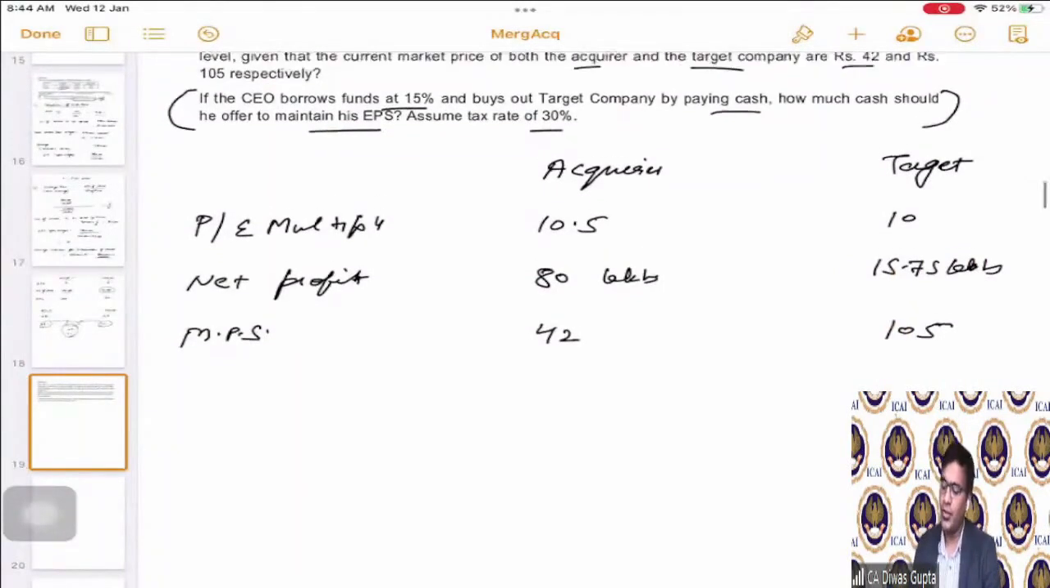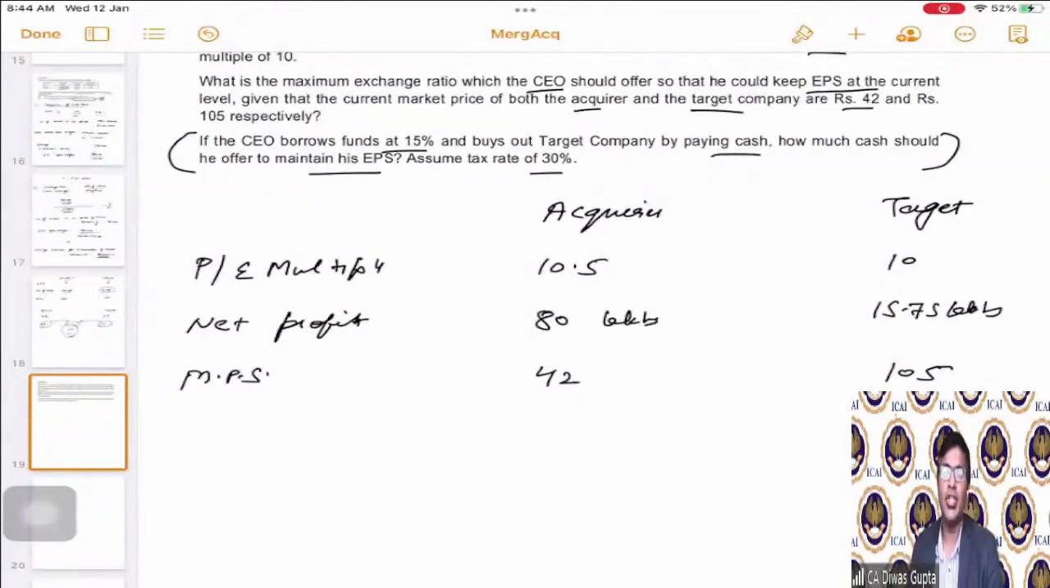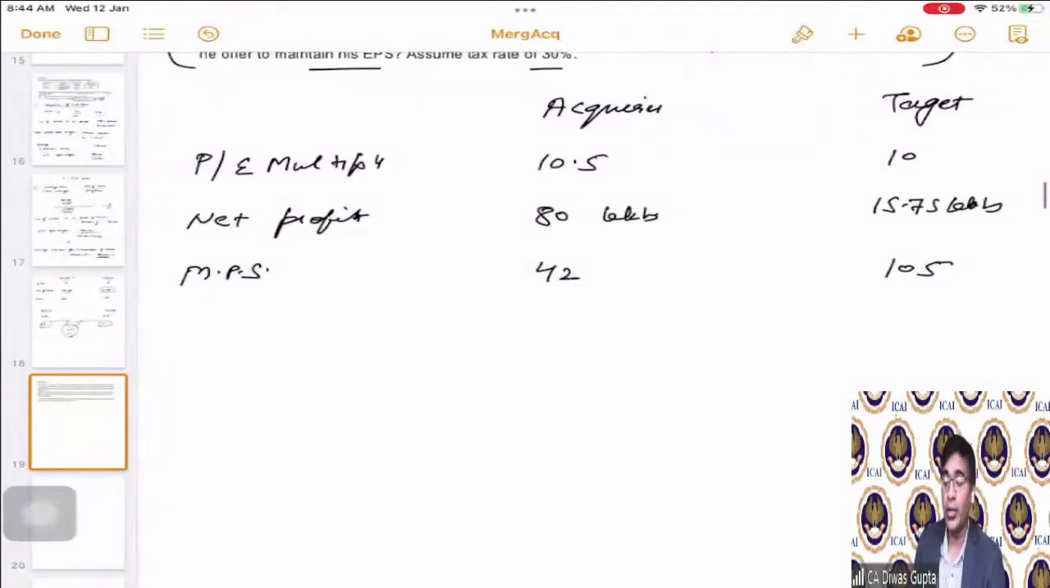So let's come to the first part of the question, which is the exchange ratio so that the EPS remains the same. First of all, we have to calculate what is the current EPS, correct? So can we calculate the current EPS, earnings per share? We know the PE multiple. We know the MPS. Can we calculate the EPS? Yes. EPS will be equal to MPS divided by the PE ratio.